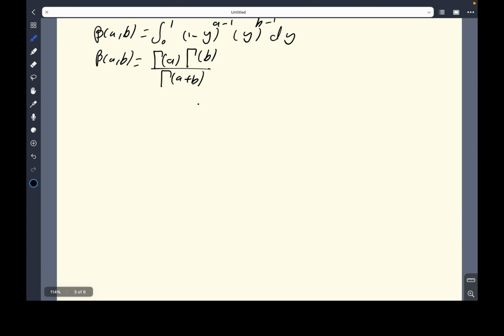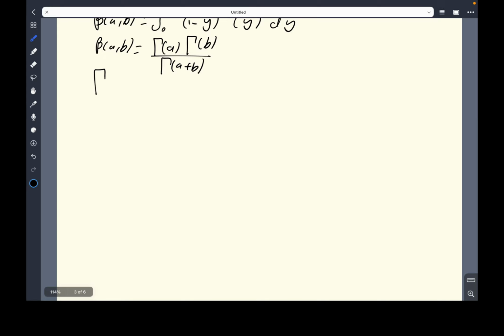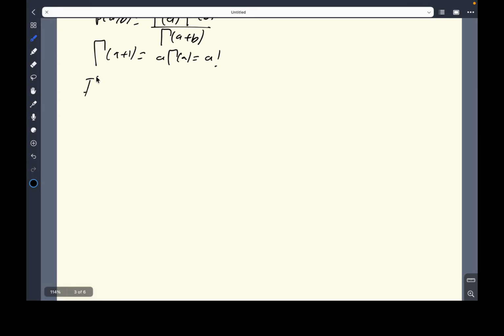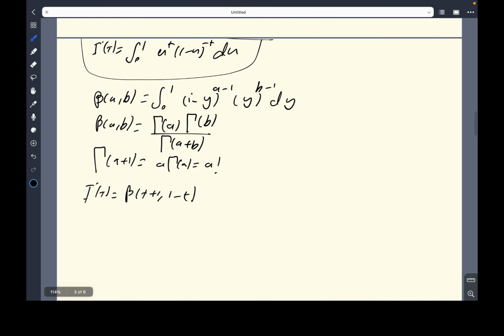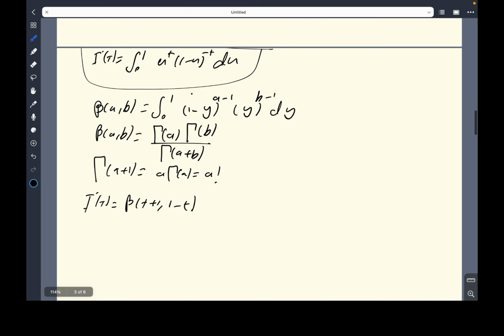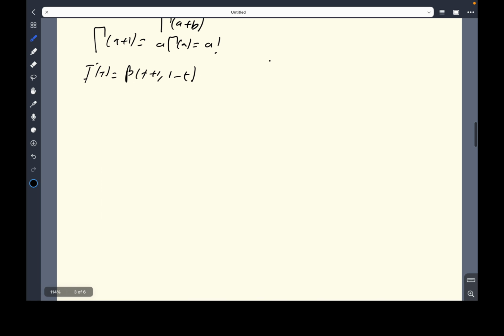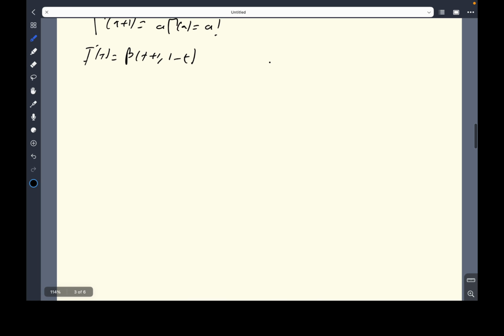And another property of the gamma function is that if I have gamma of a plus 1, I can write it as a times gamma of a, which is a factorial. Now, my I prime of t, my integral, is the same as beta of t plus 1 and 1 minus t. You can substitute the powers here to see that this indeed yields our integral here. I'm not going to do it, so I'll just leave it for you.